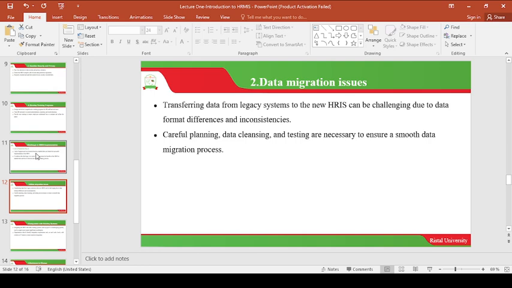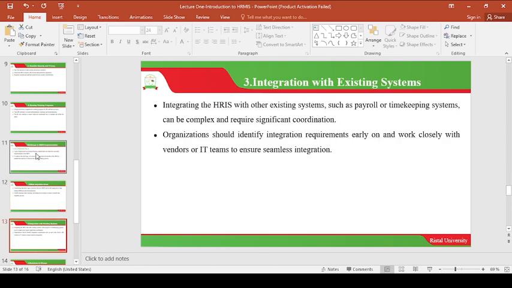You need to carefully plan. Data cleansing and testing are necessary to ensure a smooth data migration process. So, that is the solution to the issue of transferring data from the legacy system to the new one.